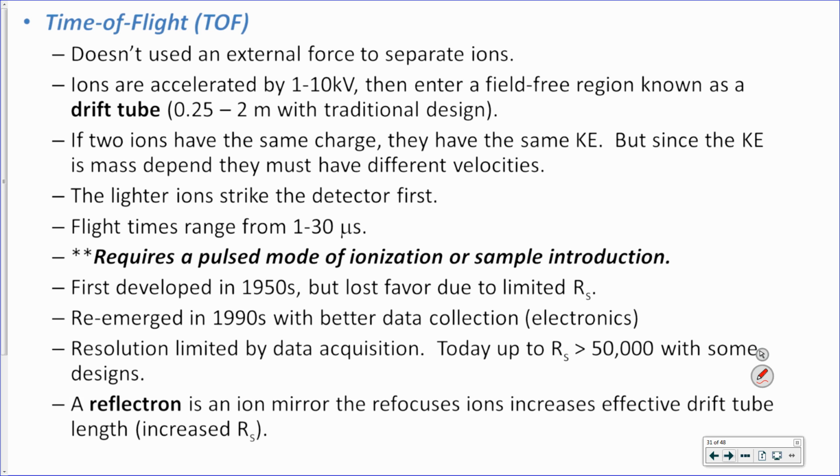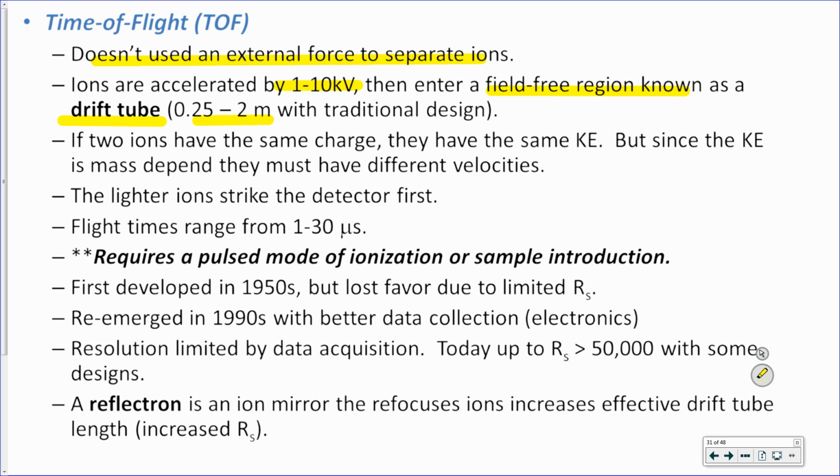Now you start going to the things that are different types of technologies. Time of flight. What makes time of flight different is that it doesn't use an external force to separate the ions. What it does is it accelerates the ions in a high potential, and this is done with a pulse source, and then they're accelerated to get a kinetic energy in a short range, maybe a few centimeters, and they enter a field-free region where they're no longer being accelerated, and the ions drift in this open tube that's going to be anywhere from a quarter of a meter to a couple of meters long with the traditional design. Higher resolution instruments, that tube may be 10 meters long.